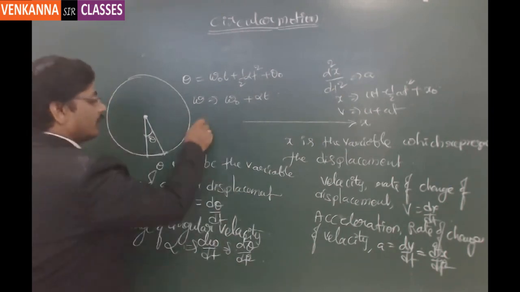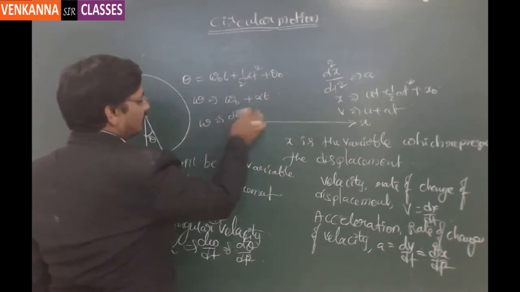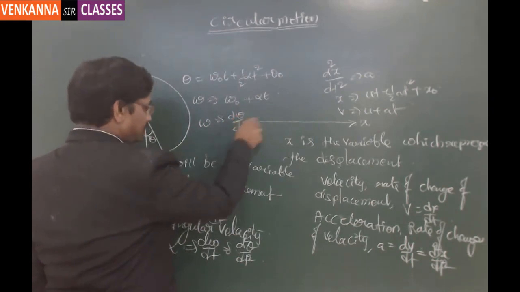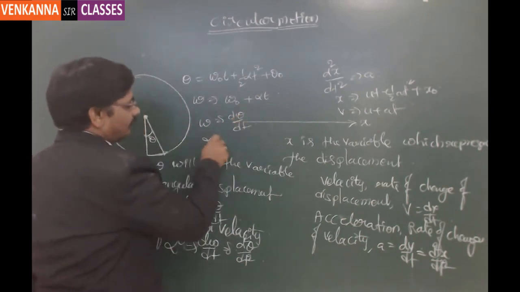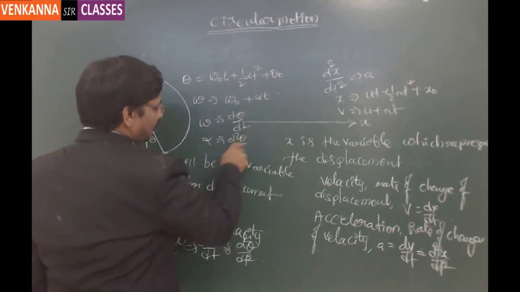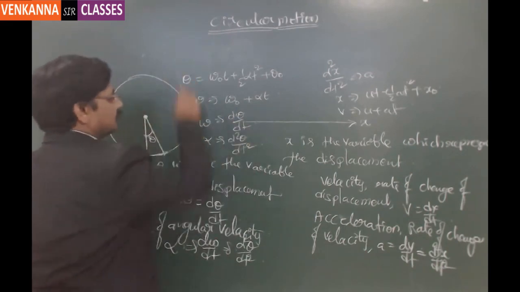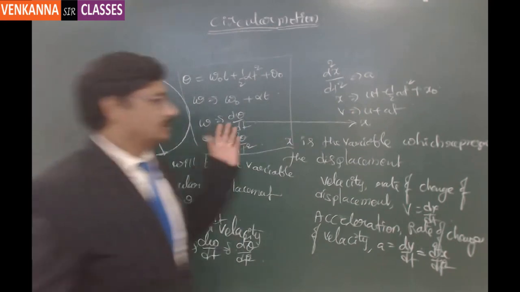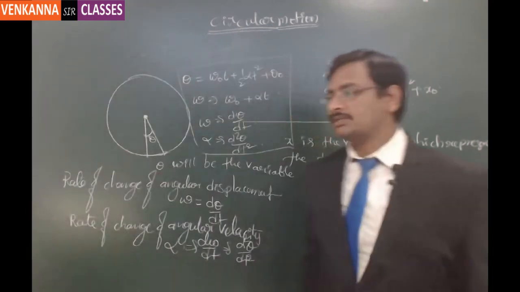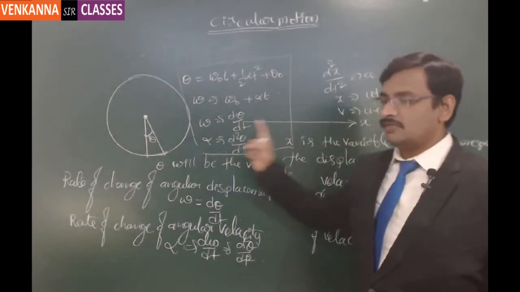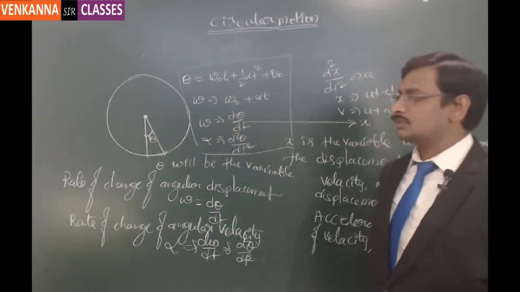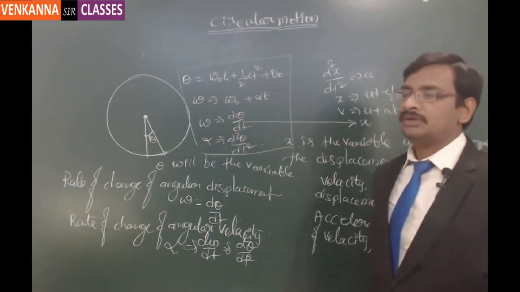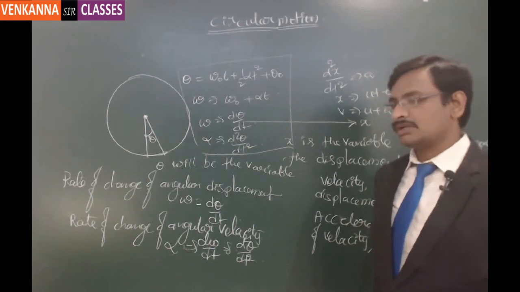And omega can be written as d theta by dt, and alpha can be written as d square theta by dt square. So these are the relations that we are going to work out with the help of circular motion. This is a one-to-one correlation between rectilinear motion and circular motion. These are the things we have to talk about in the case of circular motion.